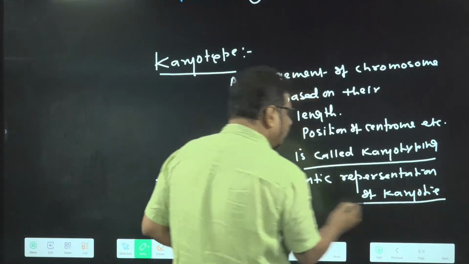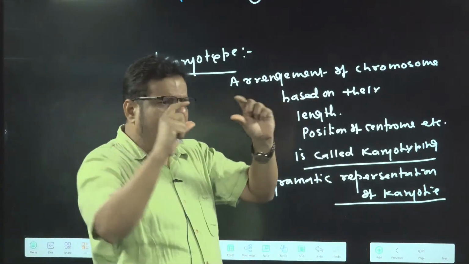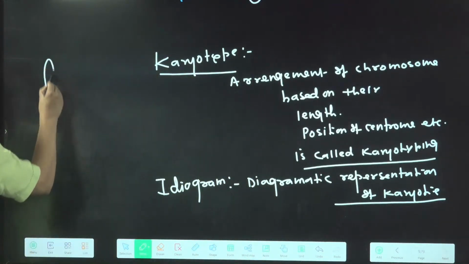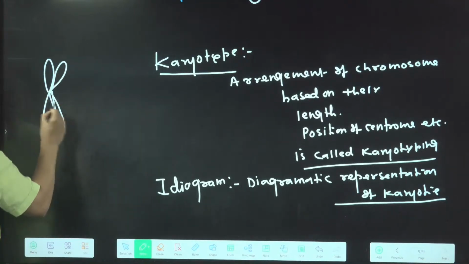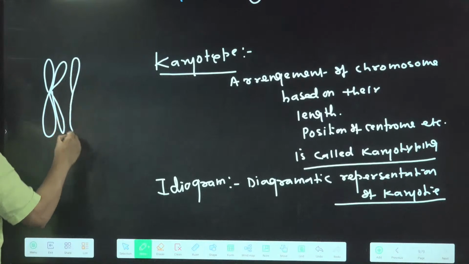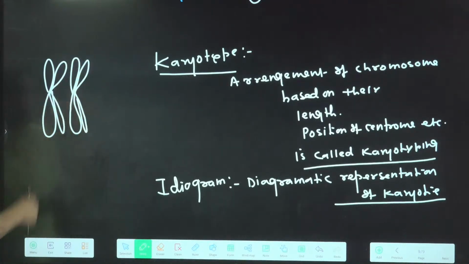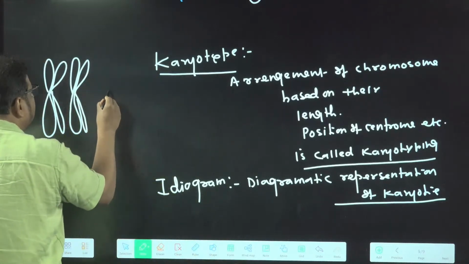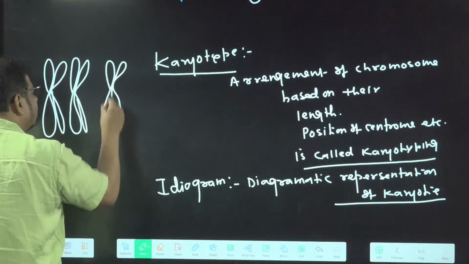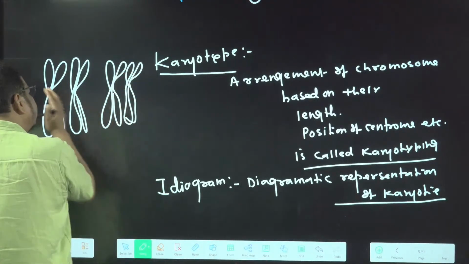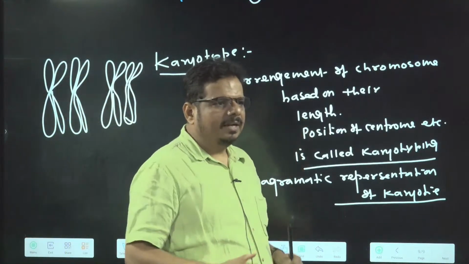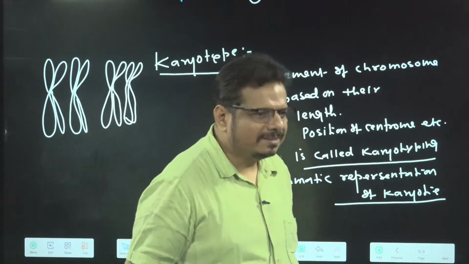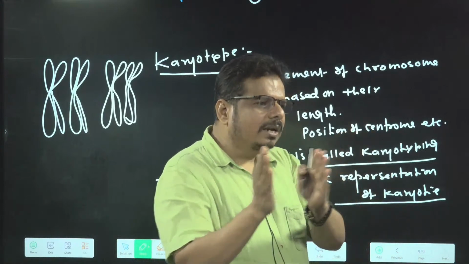Diagrammatic representation of karyotype is called ideogram. When you draw the diagram of every pair of chromosomes, the longest pair of chromosomes we keep first. I am just giving you an idea. Suppose this is the longest chromosome. So it is the first chromosome. Longest chromosome is the first chromosome. Usually in karyotyping, what do we do? Second longest chromosome, second longest pair. So usually we arrange based on size, all 23 pairs, and we assemble the sex chromosomes in the last. Getting the idea? This arrangement is called karyotyping.